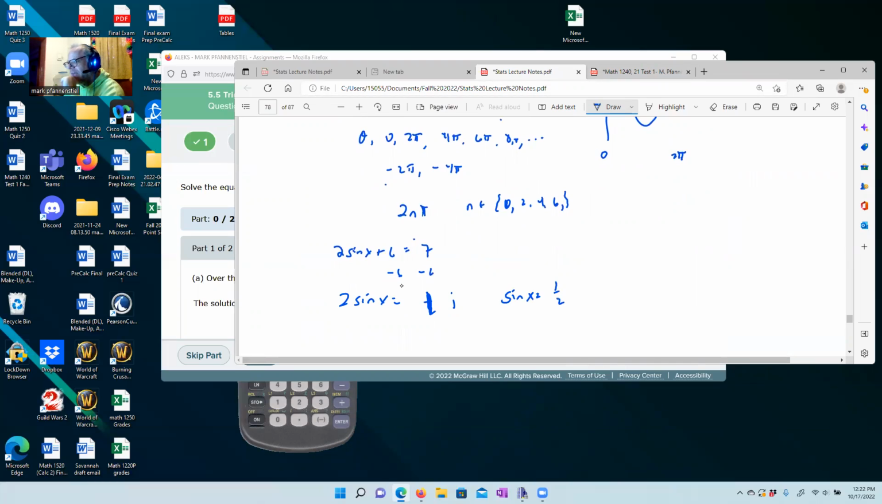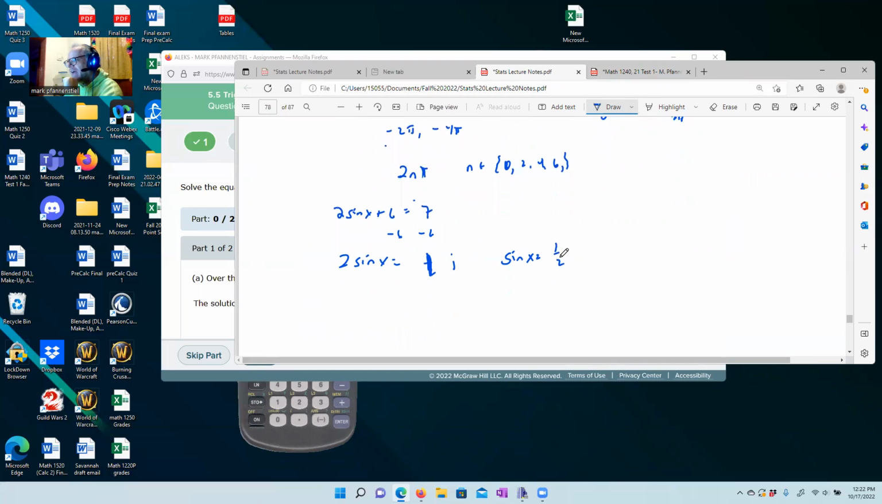Where is sine x equal to 1/2? Well, that's going to be pi over 6. But sine is positive in both the first and second quadrants. So what is the angle in the second quadrant? It's 5 pi over 6.